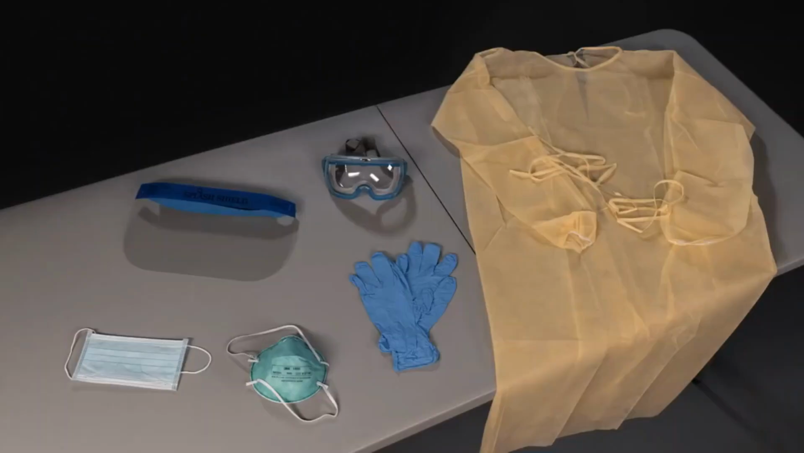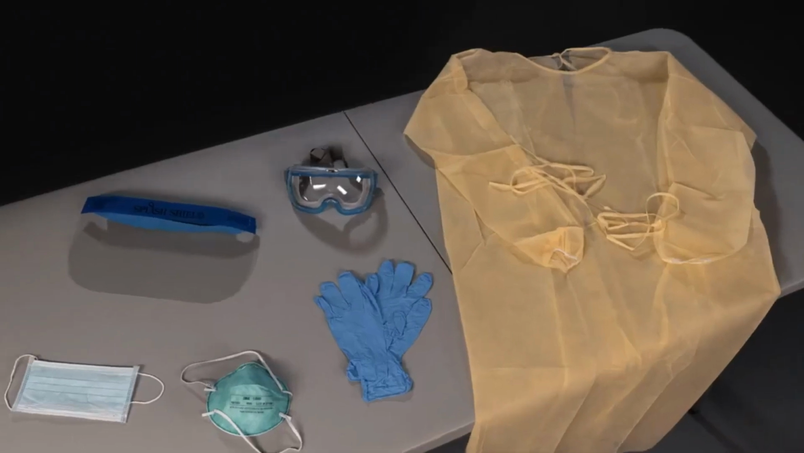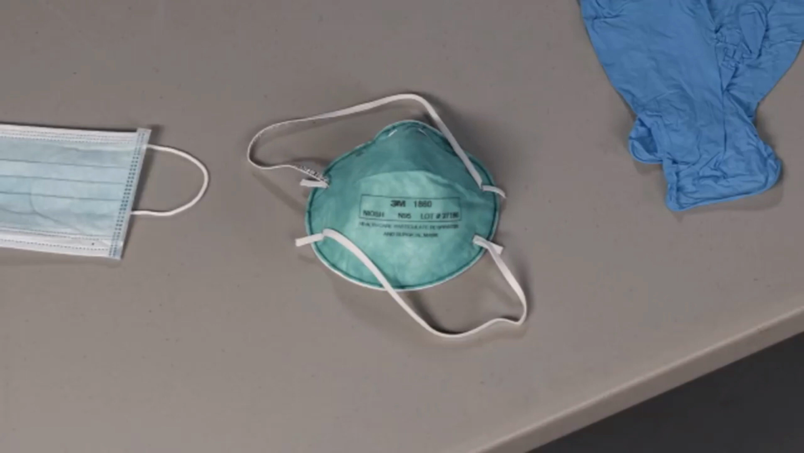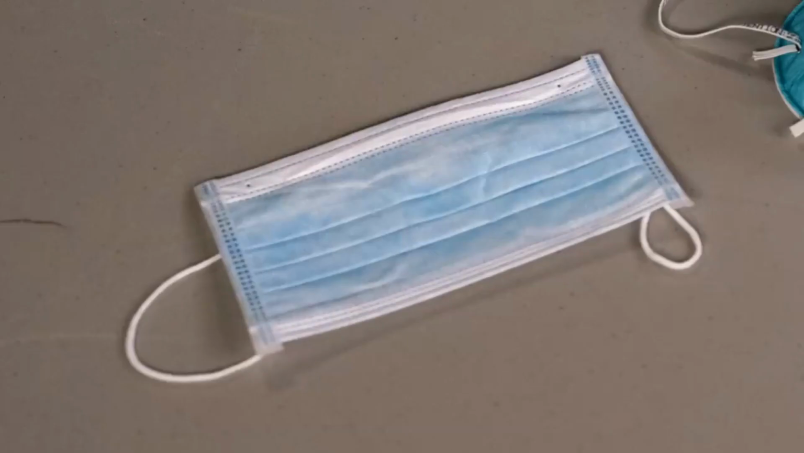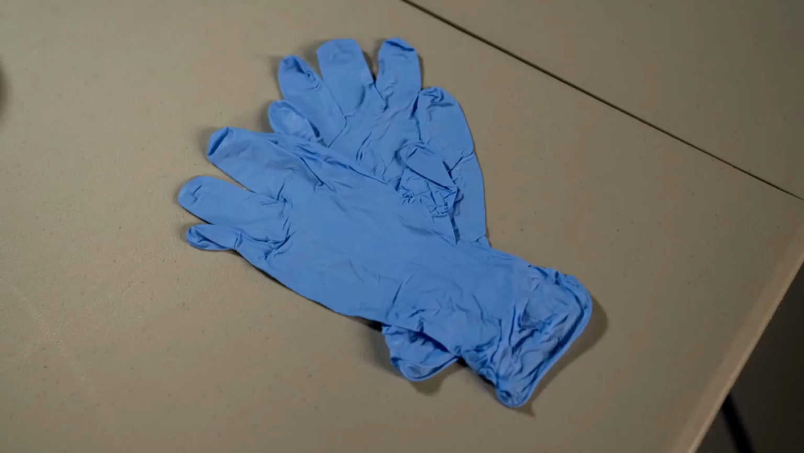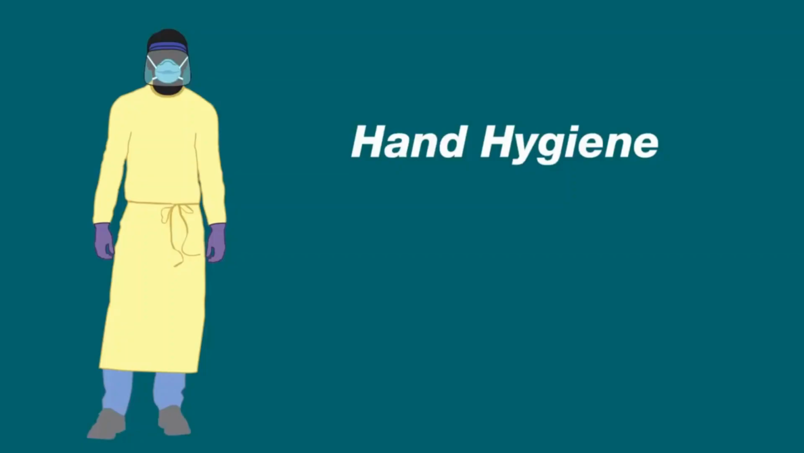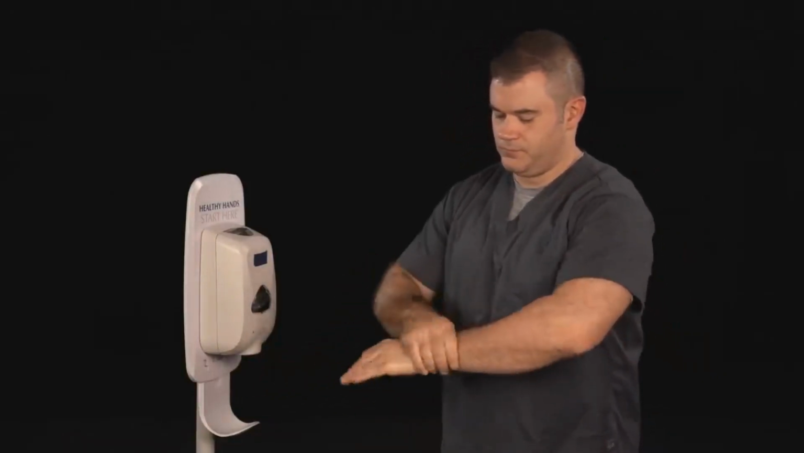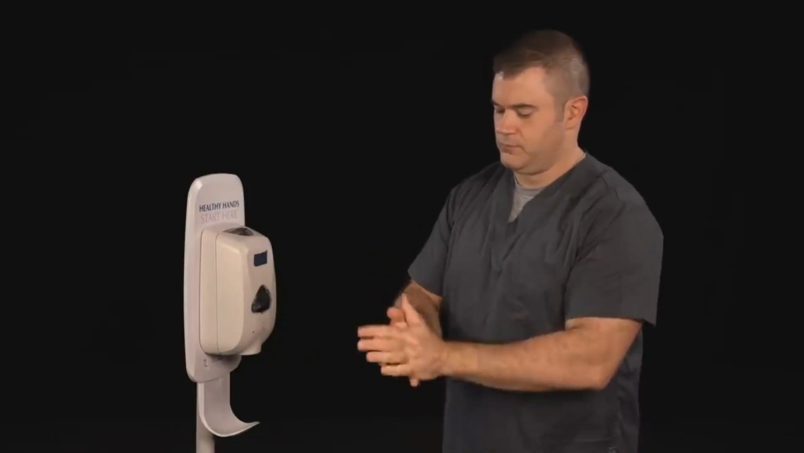First, identify and gather the proper PPE to don, including an appropriately fitted isolation gown, a NIOSH-approved N95 filtering facepiece respirator or higher-level respiratory protection, or if a respirator is not available, a face mask, a face shield or goggles, and a pair of disposable patient examination gloves. Perform hand hygiene by using alcohol-based hand sanitizer or washing your hands with soap and water for at least 20 seconds.